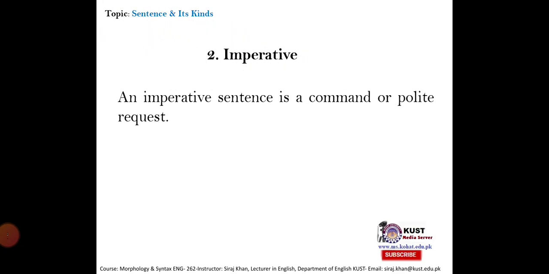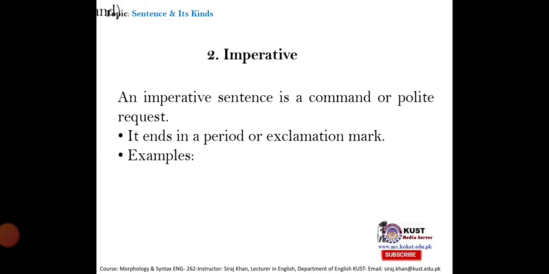An imperative sentence is a command, simply a polite request or an entreaty. It ends with an exclamation mark or sometimes a full stop, depending on the way the sentence is spoken. Usually, the subject is hidden in an imperative sentence. For example, close the door. So the sentence starts with a verb, close the door.